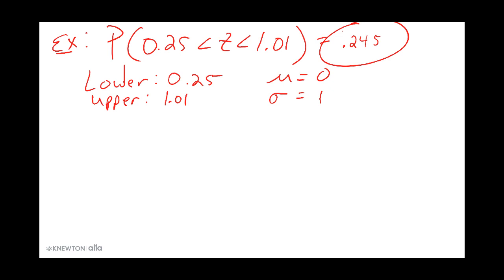All right. So that's how we find probabilities of the standard normal distribution. And I just want to quickly remind you guys, probabilities must be between 0 and 1. What that means is that you'll never have a negative probability, and you'll never have a probability that's greater than 1. So just keep that in mind.